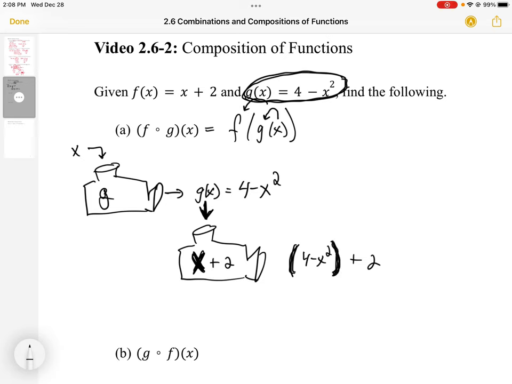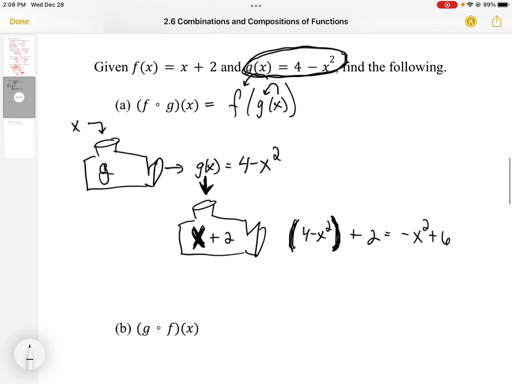And then we're just going to simplify that result. So we have 4 plus 2 is 6, so we have negative x squared plus 6. So that is the process using function machines. I'm going to do part B just using notation. So here again, I can rewrite this as g of f of x. So this time, f of x is being inputted into g.